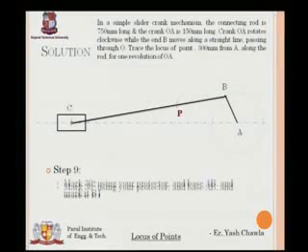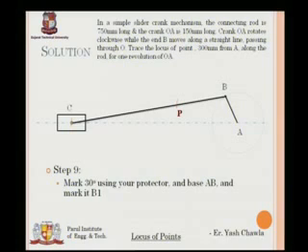Now let's see. Now we use a protractor. So now keep the center of the protractor at A and base at AB, and mark 30 degrees at B1 and join AB1, and this is the 30 degrees. Angle BAB1 is 30 degrees.